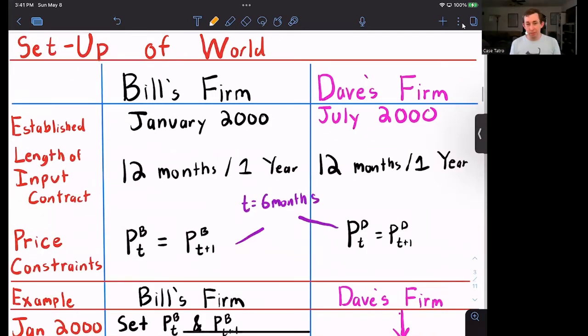For the setup of the Fisher model, we're going to say there are two firms in this world. One is owned by Bill, one is owned by Dave. Bill's firm was established in January of 2000. Dave's firm was established in July of 2000, so 6 months apart. Both Bill and Dave have to set prices 12 months at a time, and the prices can't change within those 12 months. So when Bill sets his prices in January of 2000, he's setting for both the first half of 2000 and the second half of 2000. Dave, when he comes on the market in July 2000, gets to set the price for the second half of 2000 and the first half of 2001.